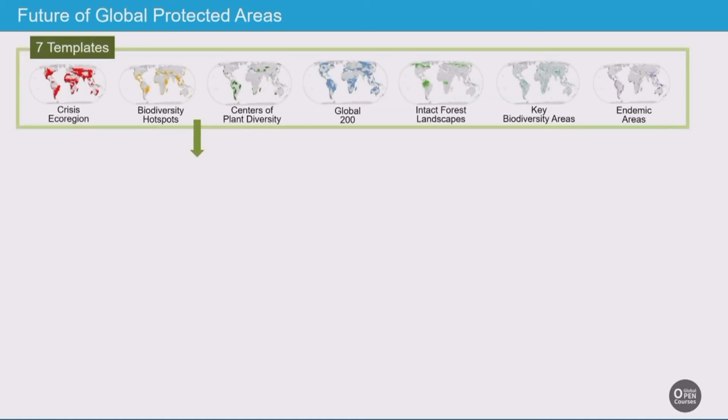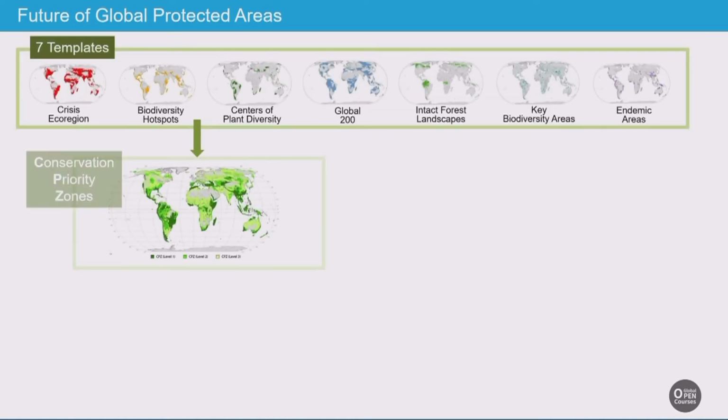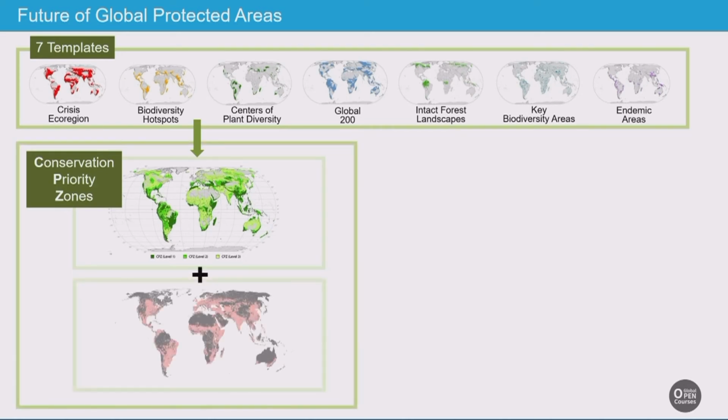So what we have done is to find the regions that are highly biodiverse or have the highest value of conservation. What we have done is to overlay the 7 templates. Each template has identified regions at the global scale to tell you that these regions are important for biodiversity. And then we overlay these 7 templates to get a map of conservation priority zones. If the dark green means more templates have identified this region as important, we set a higher value of conservation priority.